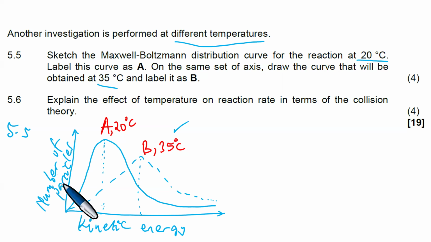And therefore the number of the particles will be such that at 20 degrees, you can view the particles as less. Why? Because at 20 degrees Celsius, the particles do not roam a lot. But here, because of the higher kinetic energy, the graph flattens.